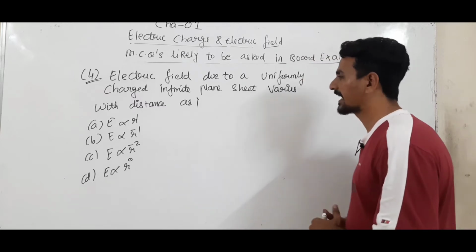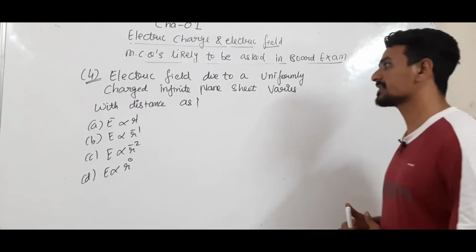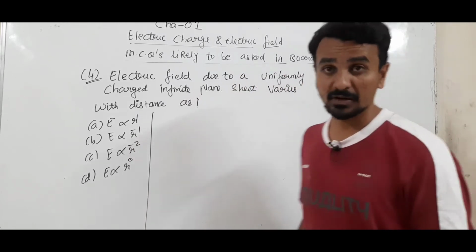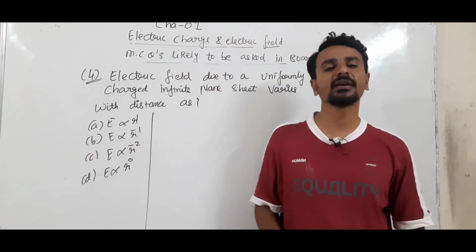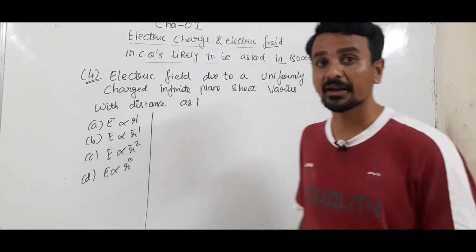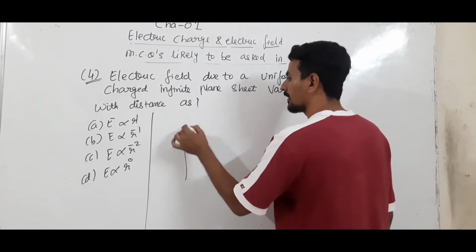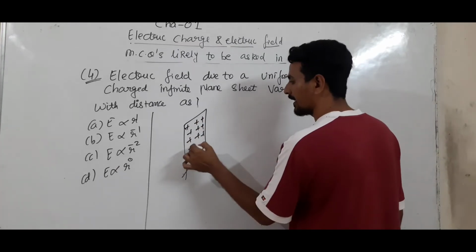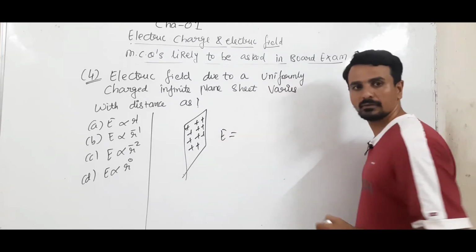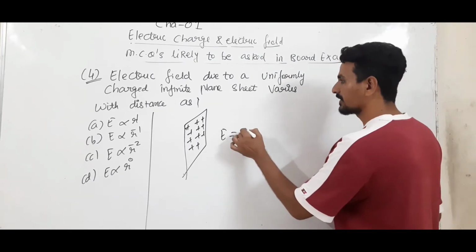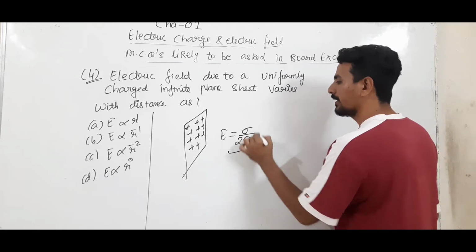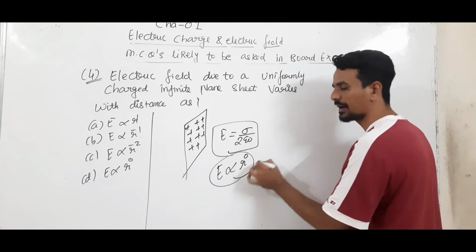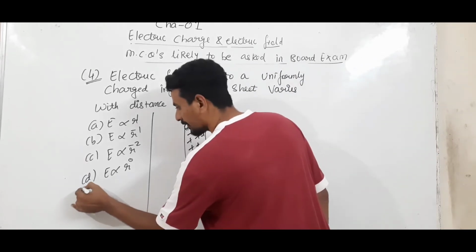See the fourth one. Electric field due to a uniformly charged infinite plane sheet varies with distance as? In the whole chapter, this is the only case where electric field is independent of distance, because for a uniformly charged infinite plane sheet, electric field is given by sigma by 2 epsilon naught. So this is the case where electric field does not depend on distance. So this is your answer.